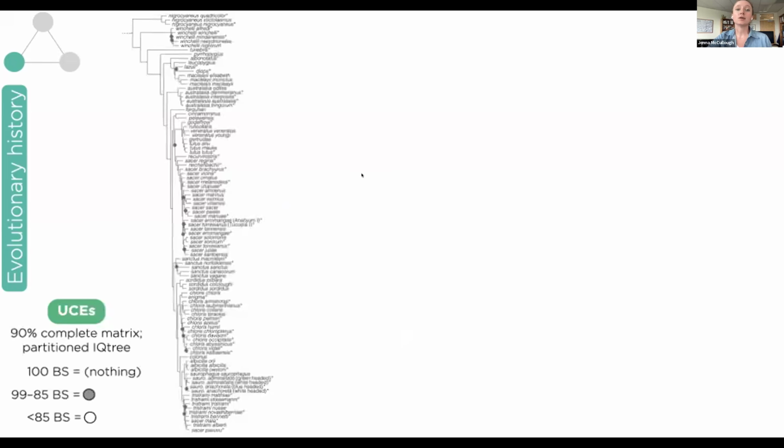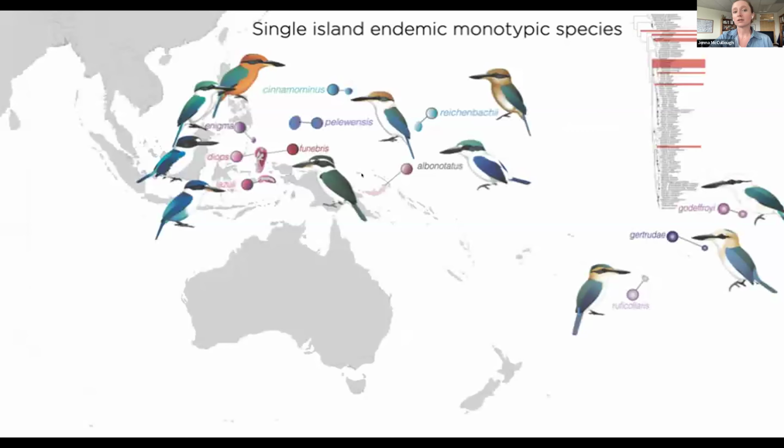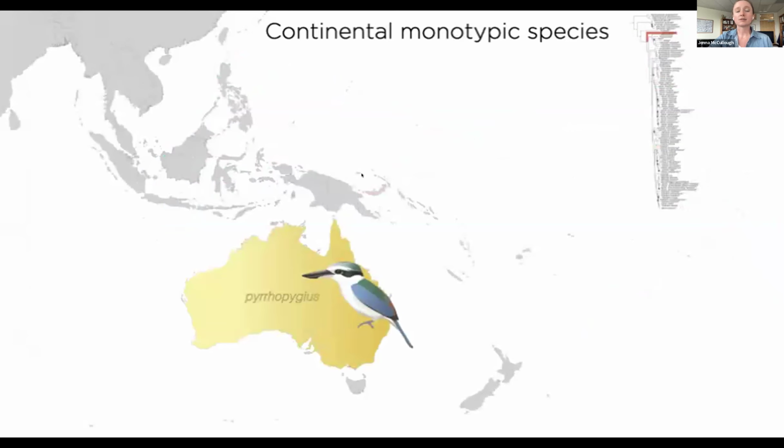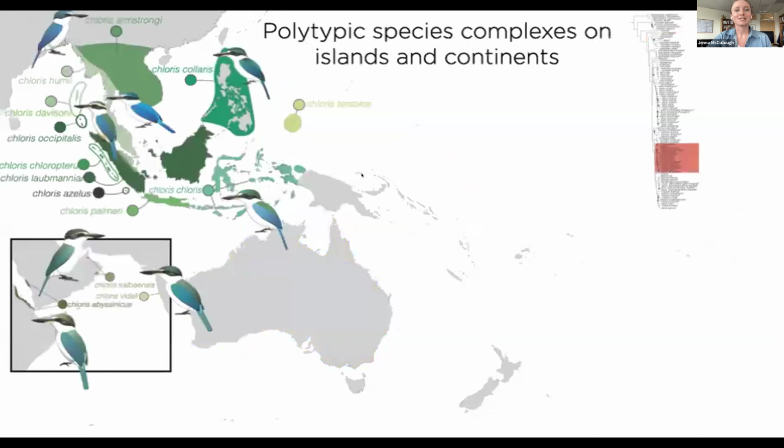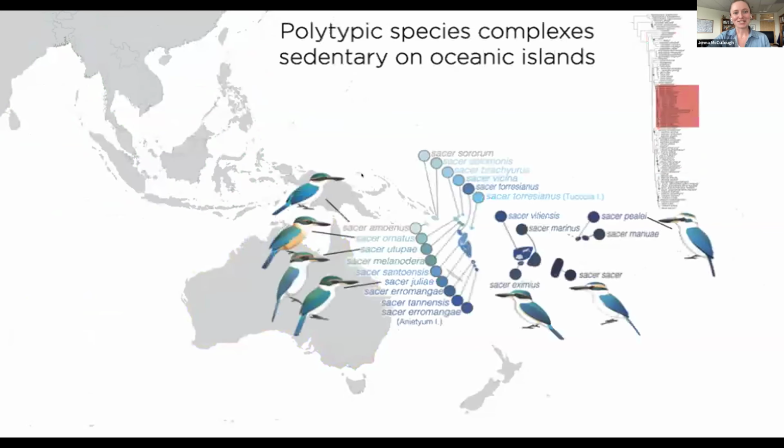Across all datasets, we noted that the backbone of the Todiramphus tree is characterized by many short internodes, suggesting rapid and successive speciation events early in the evolution of this group. Instead of talking about the relationships, some biogeographic themes in this tree include species only found on a single island, continental species with no geographic variation, continental species with substantial geographic variation, species with geographic variation across continents and islands, and species with geographic variation across only islands.